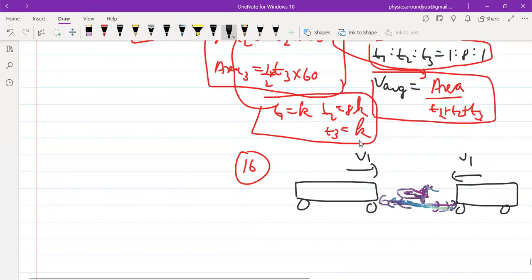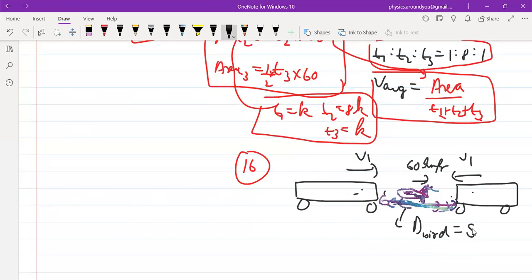The bird is flying at a constant speed of 60 kilometer per hour. It will hit one train and get back. It will hit this train, get back. Okay, but these trains are approaching each other. They're asking what is the total distance traveled by the bird. We know that distance is nothing but speed into time. Speed of the bird is given as 60 kilometer per hour. I don't need to do meter per second conversion because all the options are in kilometers.